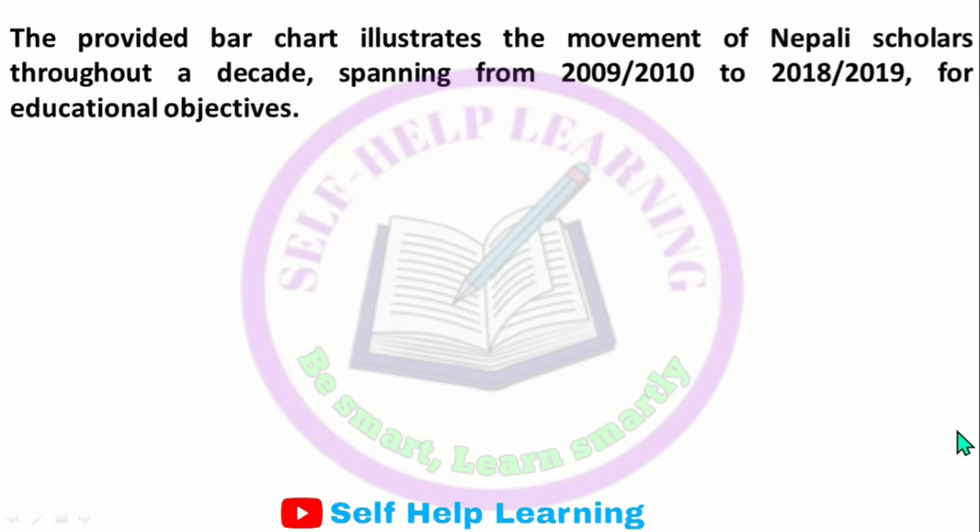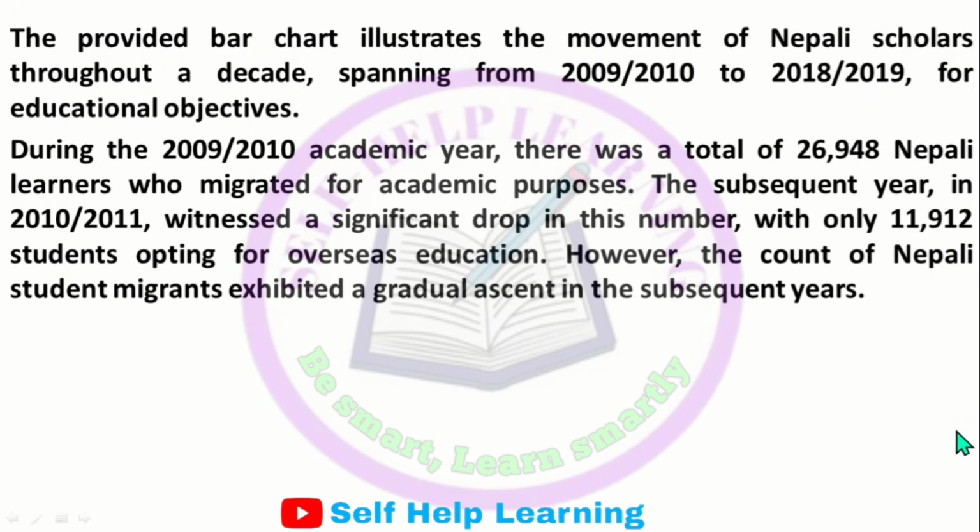The provided bar chart illustrates the movement of Nepali scholars throughout a decade spanning from 2009-10 to 2018-19 for educational objectives. During the 2009-10 academic year, there was a total of 26,948 Nepali learners who migrated for academic purposes. The subsequent year, 2010-11, witnessed a significant drop in this number, with only 11,912 students opting for overseas education.